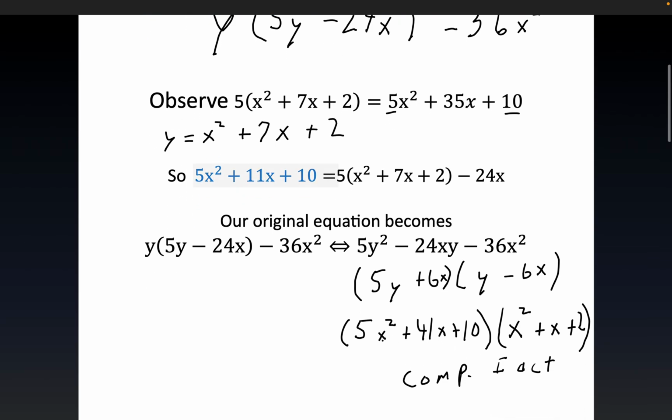I'm just double checking, making sure I got it right. This looks correct: the quantity 5x squared plus 41x plus 10 times the quantity x squared plus x plus 2.